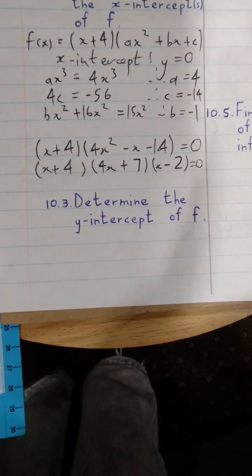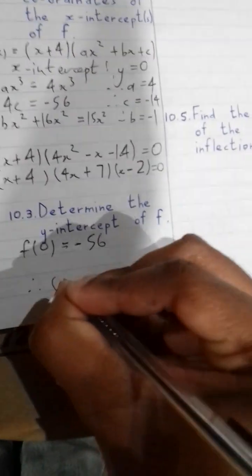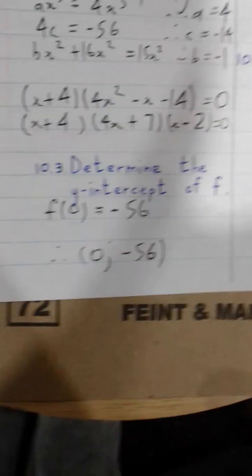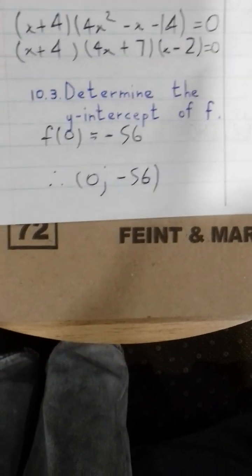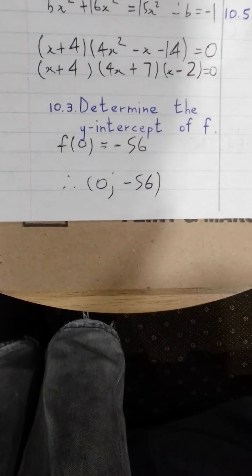10.3, y-intercept, x is 0, so f of 0. On the calculator, f of 0 is negative 56. Therefore, x is 0, y is negative 56. This is really maybe 1 mark or 2 marks, right? Get 1 mark here, 1 mark there. Okay, hope that is clear, and I hope that makes sense.